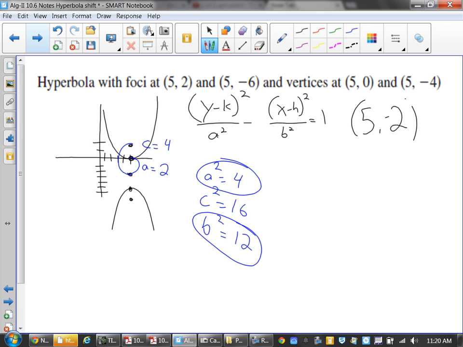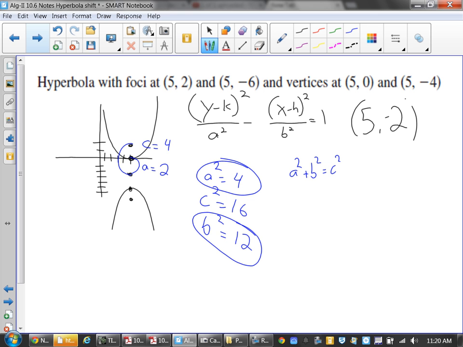Remember, it's a squared plus b squared equals c squared. When you found the center, you added the coordinates and halved, it's the midpoint. I could have done that with the negative 6 and 2 also. I just saw negative 4 and 0, it'd be easier.